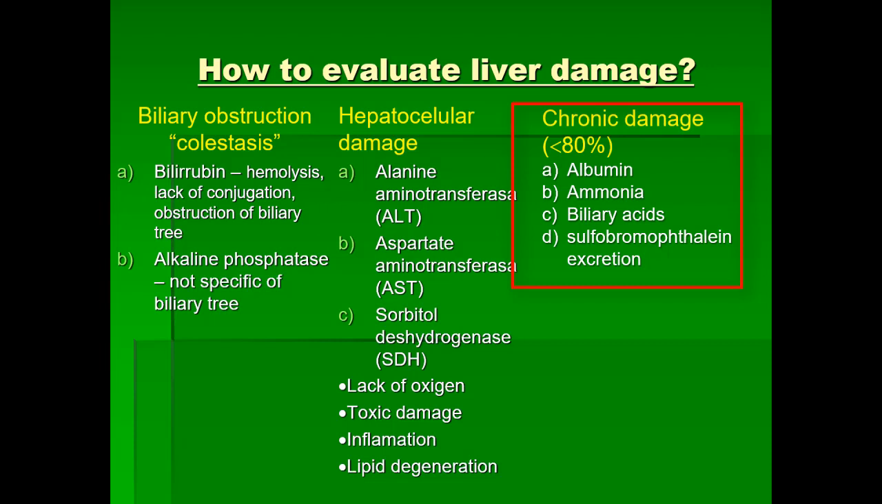If you put this together with an elevation of ammonia, it means that there is not enough functional mass of the liver to convert it to urea. And the same thing would happen with biliary acids. They cannot be removed by the liver, just like when you give a dye like sulfobromophthalein, it cannot be removed from blood by the hepatocytes and eliminated with bile.